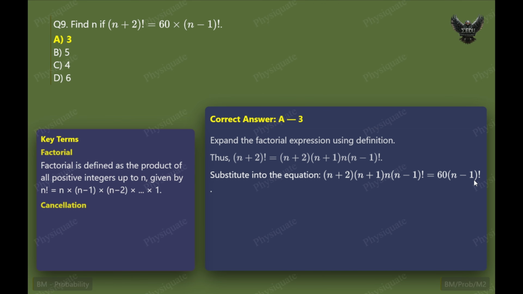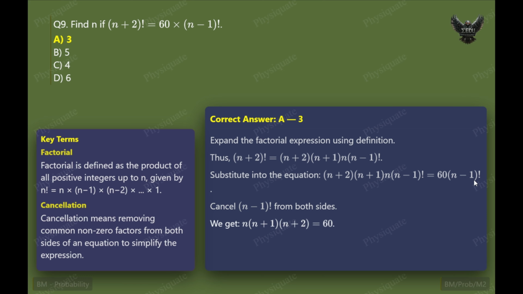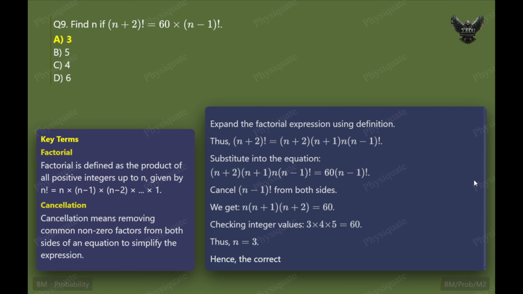Let us examine cancellation. Cancellation means removing common non-zero factors from both sides of an equation to simplify the expression. Cancel (n-1)! from both sides. We get n(n+1)(n+2) equals 60. Checking integer values, 3 times 4 times 5 equals 60. Thus, n equals 3. Hence, the correct answer is 3.